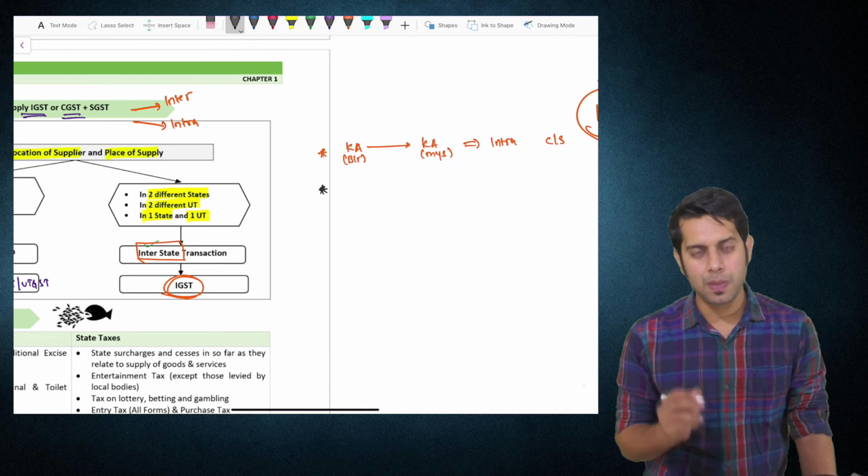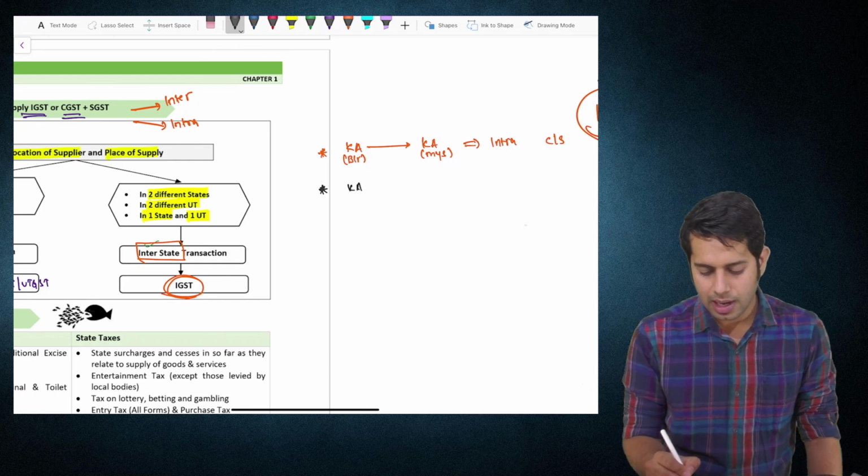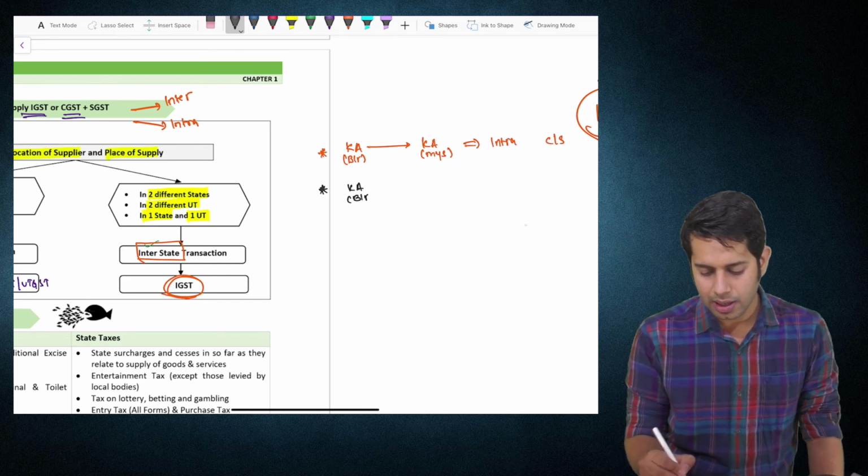A supply has been made from Karnataka, Bangalore in Karnataka, to Goa.